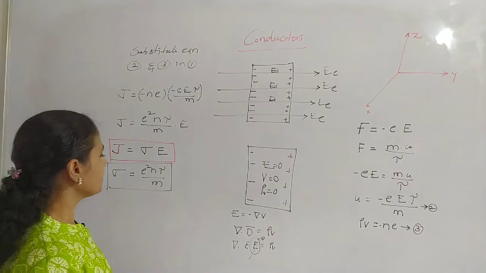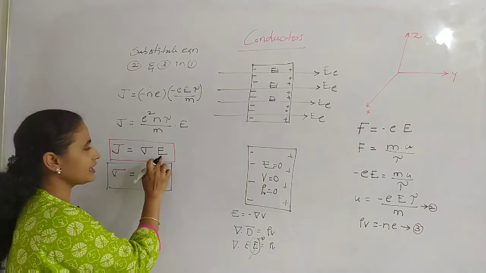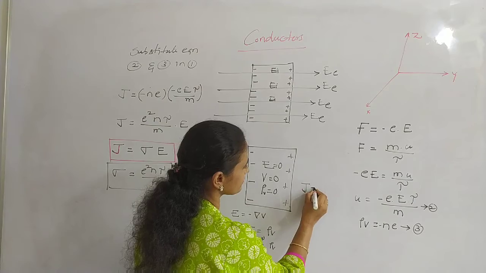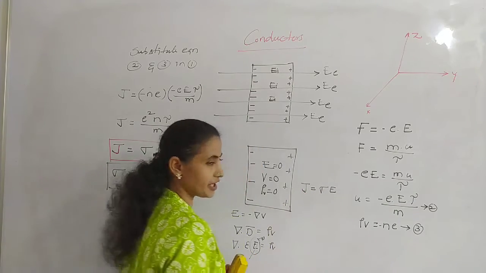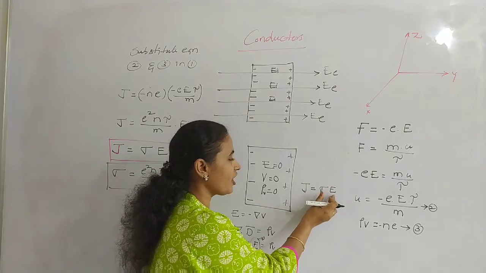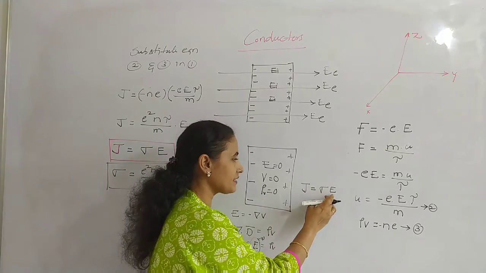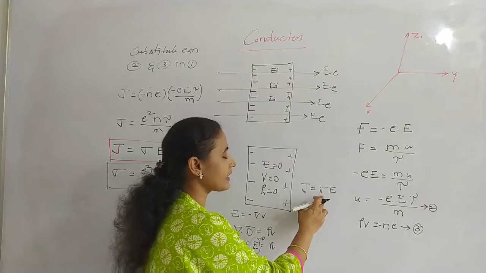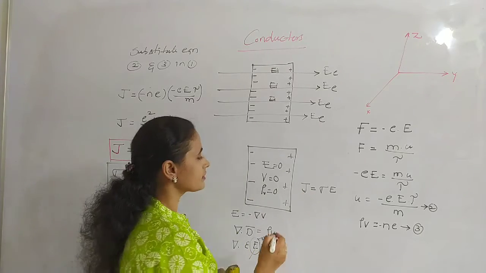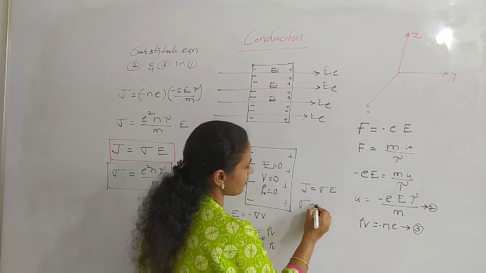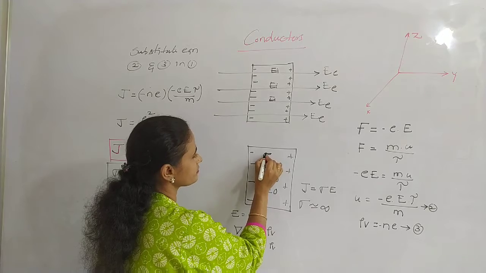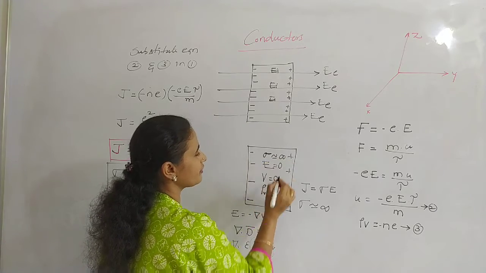And we just obtained the relation that J is conductivity into electric field. J is given by sigma into E, the current density is the product of conductivity and electric field. As electric field is 0, sigma approaches infinity.